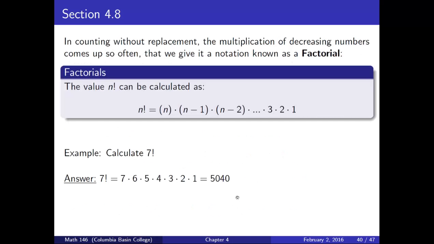In counting, we see this pattern where we're multiplying by decreasing numbers. We actually give it a notation. This is what we call a factorial. In factorial, we use the exclamation point. It's basically that number multiplied by every number below it all the way down to 1. As an example, if I wanted to calculate 7 factorial, then 7 factorial would be 7 times 6 times 5 times 4 times 3 times 2 times 1. You can write it down and try it out. It would be 5040.